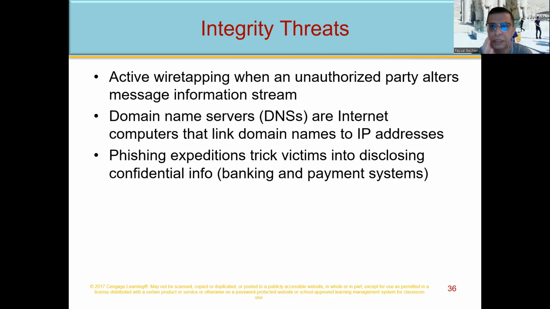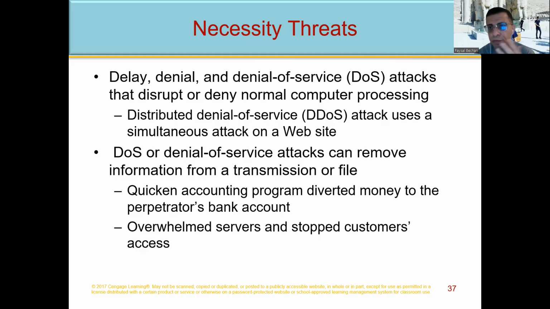Now the issue comes in integrity threats. Active wiretapping is when an unauthorized party alters message information streams. It's about the domain servers of the internet, defining the domains and how the domains work, computers that link to IP addresses. And then something that you have probably heard of is a phishing expedition, which tricks victims into giving confidential information. You give the information, banking and payment system. These are more sophisticated, as you're going to see in the video, or you saw it.